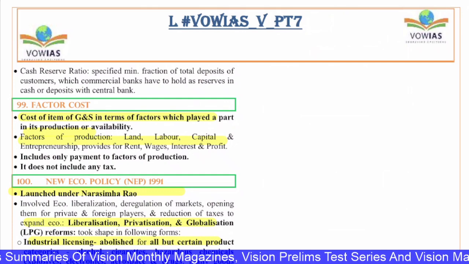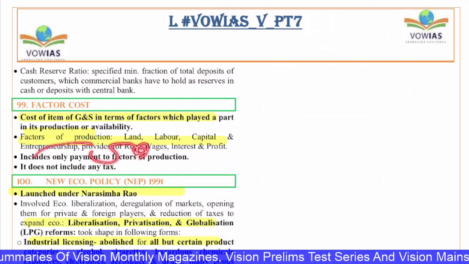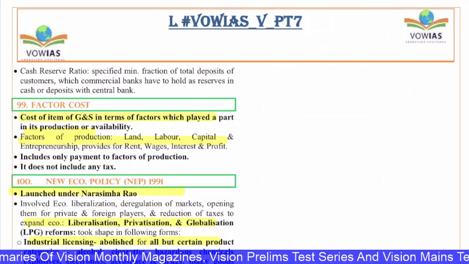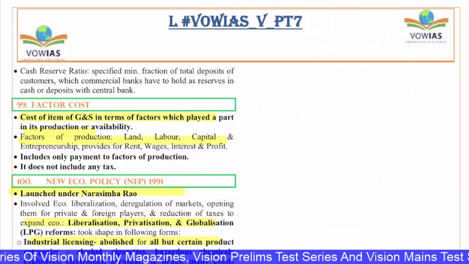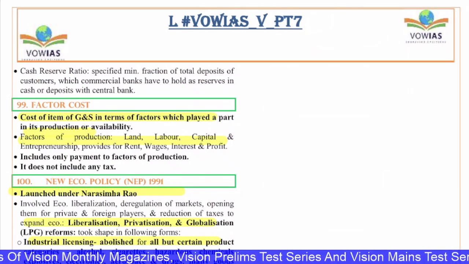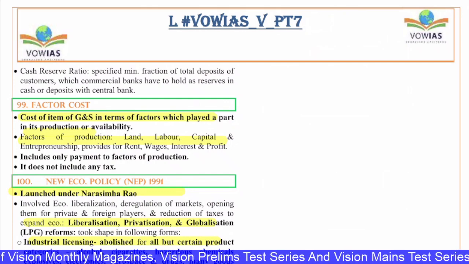It includes only payments to the factors of production and it does not include any tax. So generally the production cost basically is the factor cost. That means the total cost without the tax is called factor cost.